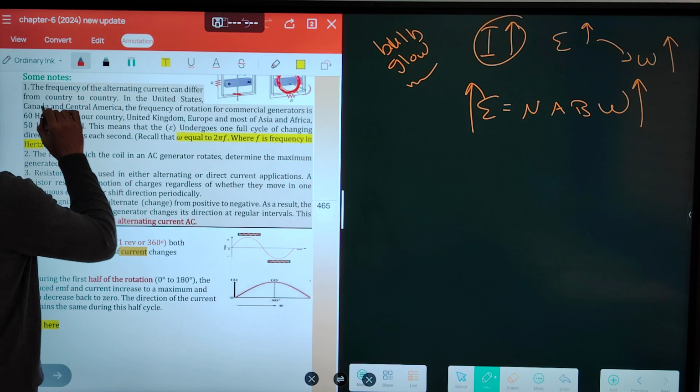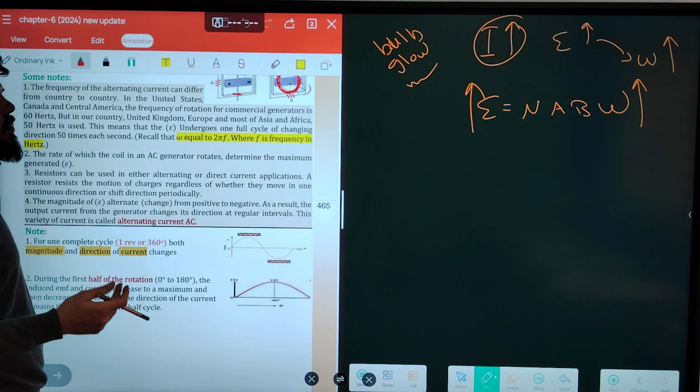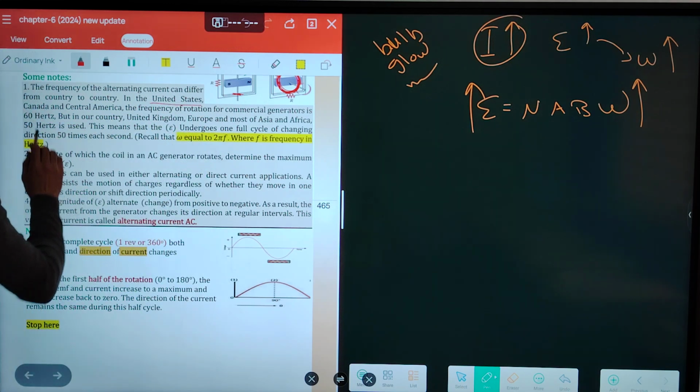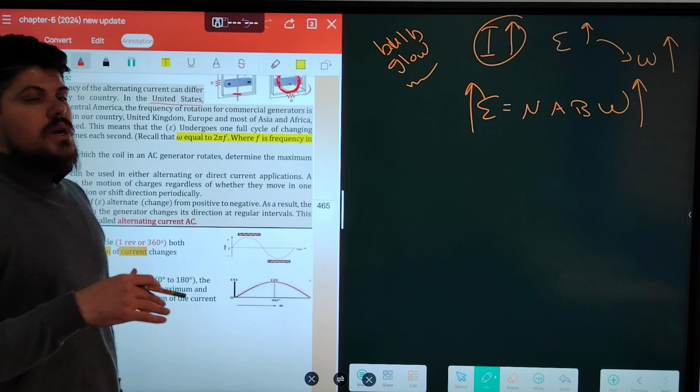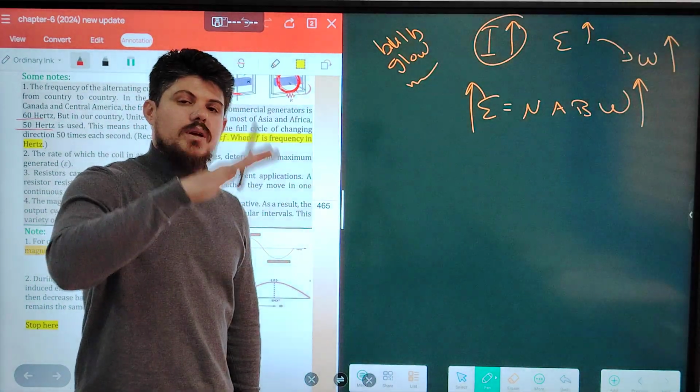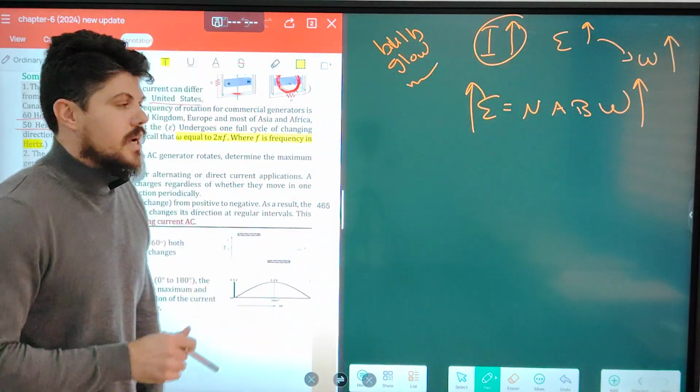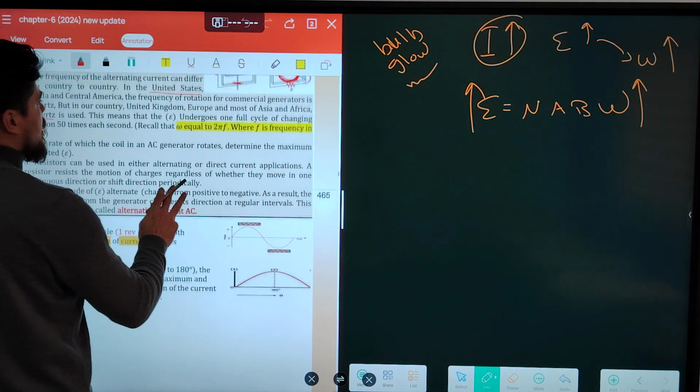The frequency of alternating current can differ from country to country. It depends on the country. For example, in the United States, Canada, and Central America, the frequency of the rotating generator is 60 hertz. But in the United Kingdom, Europe, and some countries in Asia, they use 50 hertz. What do you mean by 50 hertz or 60 hertz? It means that the current moves up and down 50 times in 1 second, the number of vibrations per second.